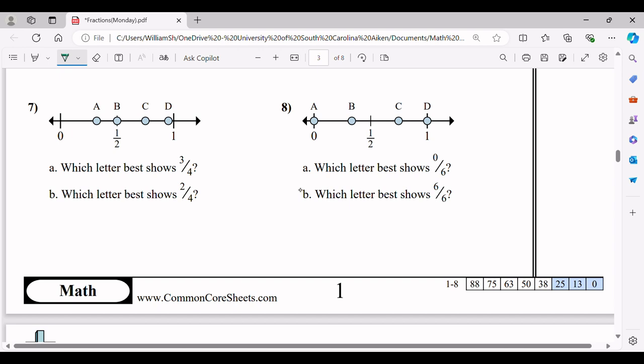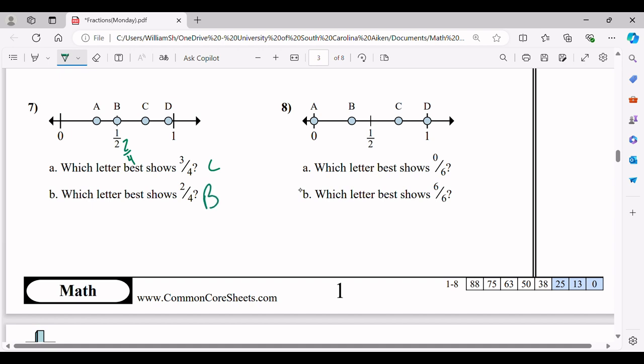Alright. Now, number 7. Which letter best shows 3/4? 3/4. Now, 3 out of 4. 3/4 is definitely bigger than a half, right? Because a half would be 2/4. The next step would be the 3/4, which is probably at C.